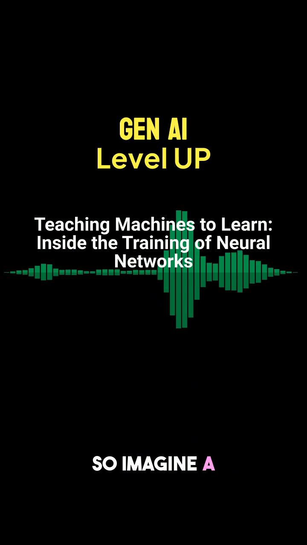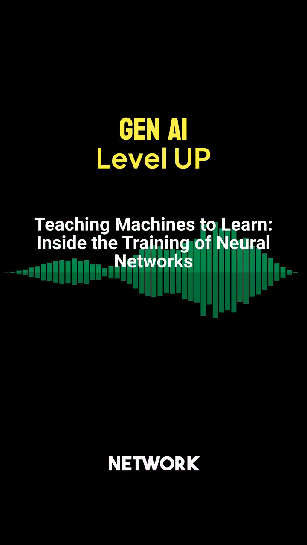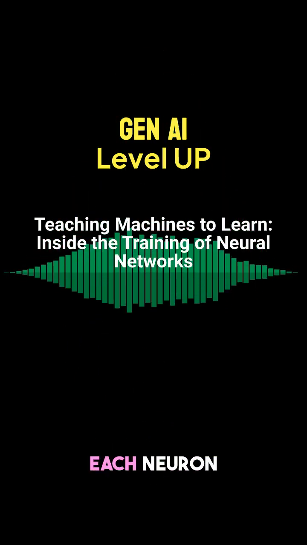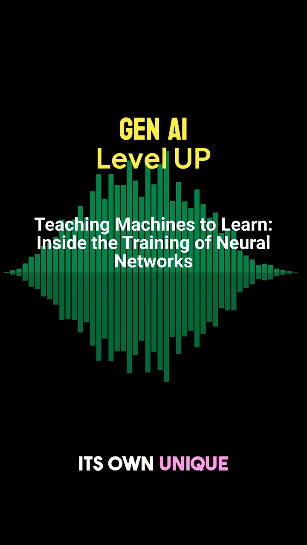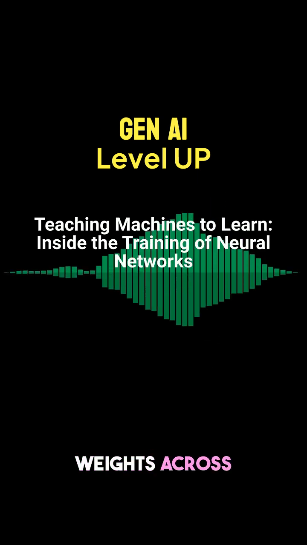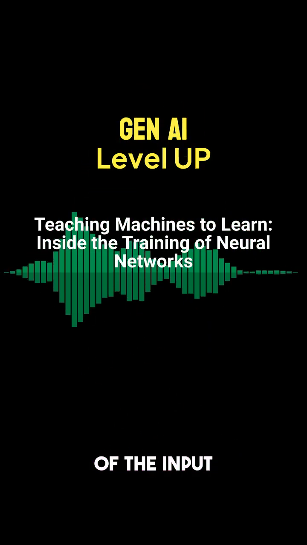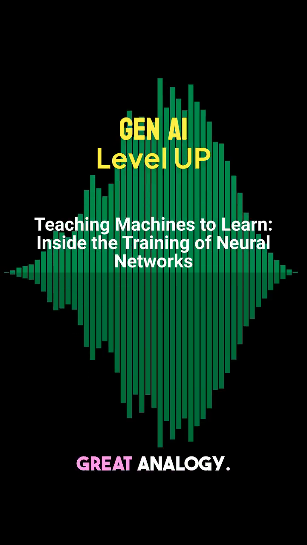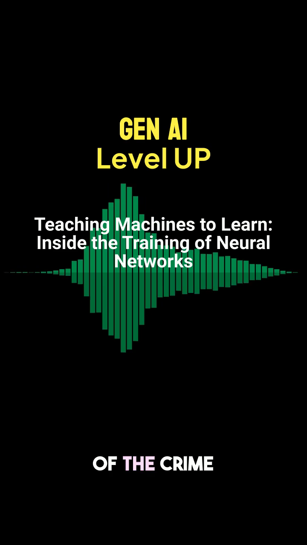So imagine a convolutional neural network, which is often used for image recognition. Instead of each neuron having its own unique set of weights, we use the same set of weights across different spatial locations of the input image. So it's like a detective using the same magnifying glass to look at different parts of the crime scene.